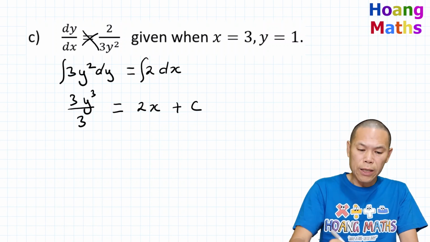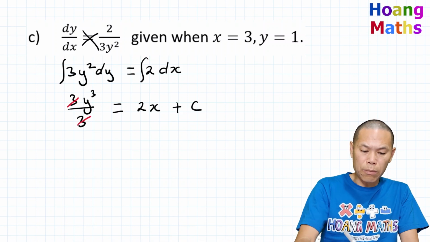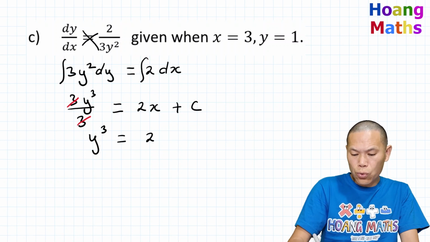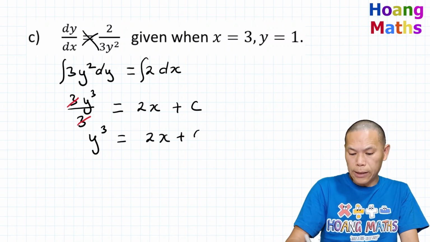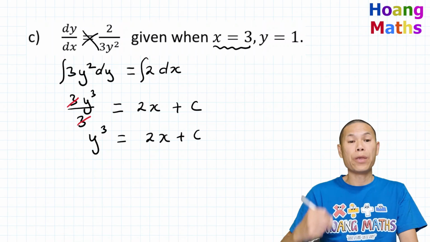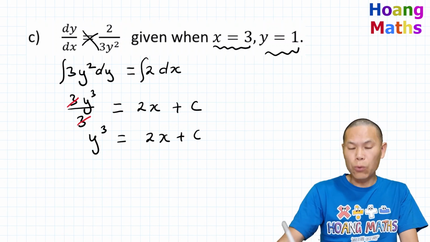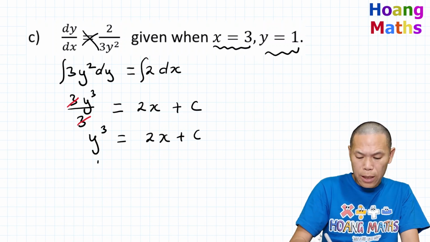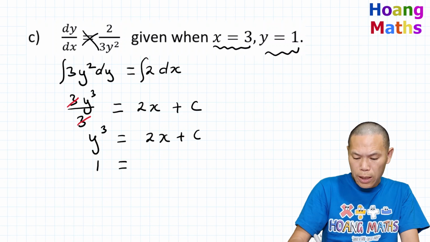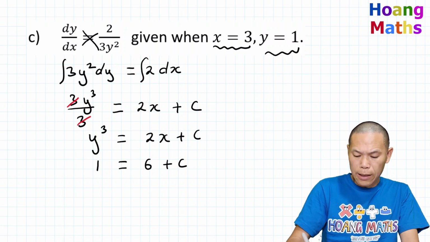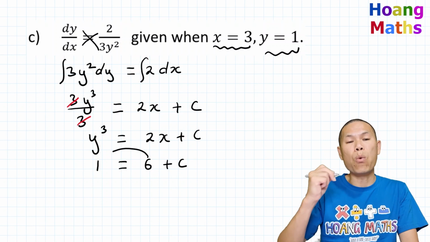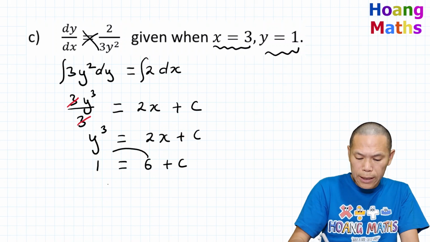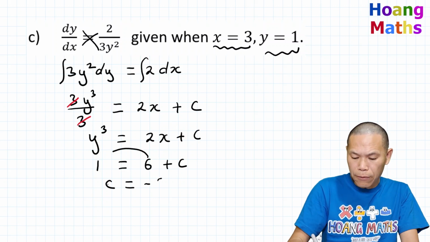So now we just simplify. So that cancels out. So that gives me y power 3 is 2x plus c. Then we know that when x is 3, y will give me 1. So we use this to find the constant c. So y equals 1, that means 1 power 3 gives me 1. 2 times 3 gives me 6. We add a letter c. So then move to this side. So that becomes 1 minus 6 is negative 5. So negative 5 equals c. So this means that c is negative 5.